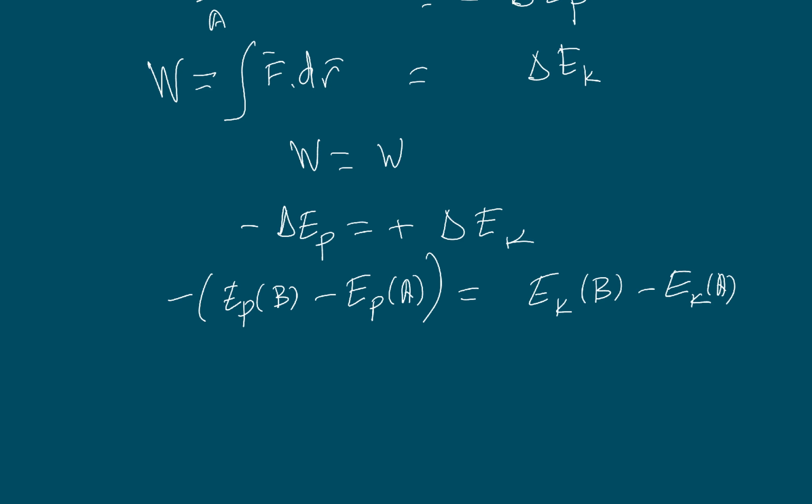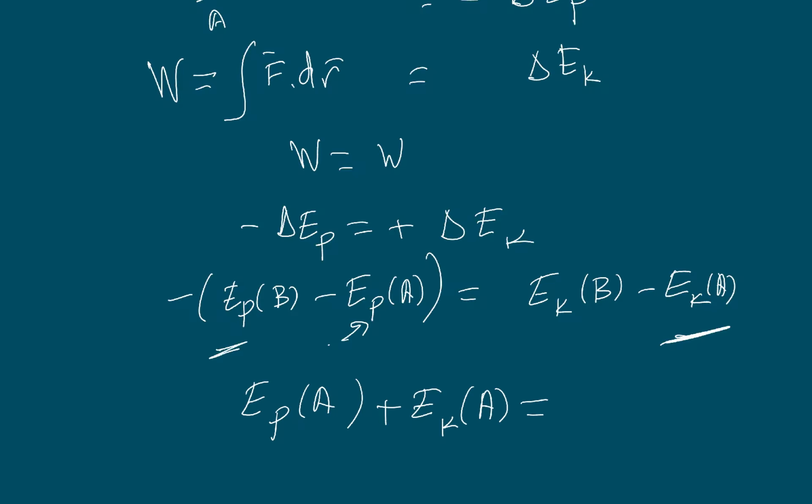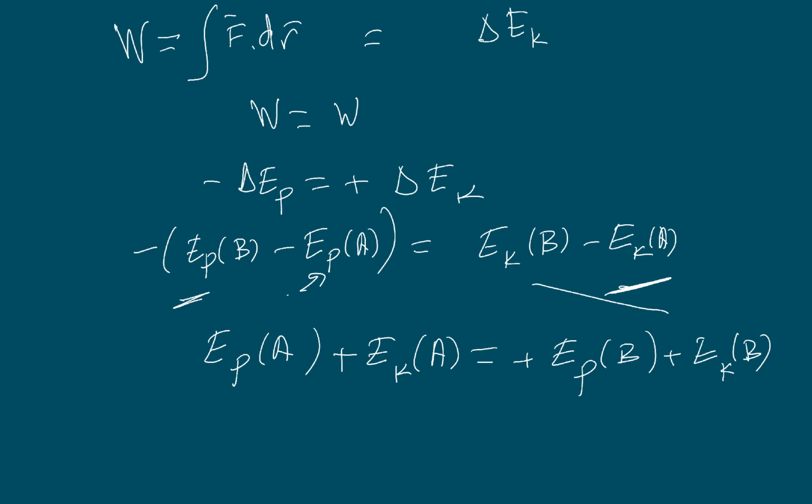that E sub p of A, the potential energy at the point A, plus the kinetic energy at the point A is equal to the potential energy at the point B plus the kinetic energy at the point B. And this is called the principle of conservation of energy, that says the total energy at the point A, the kinetic plus the potential, is conserved, is the total energy at the point B if the force is conservative.